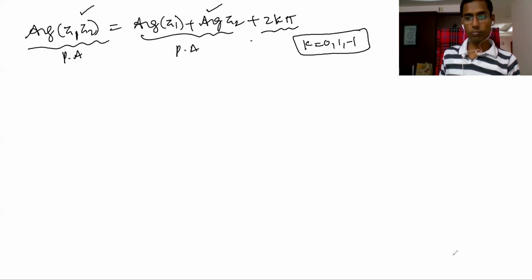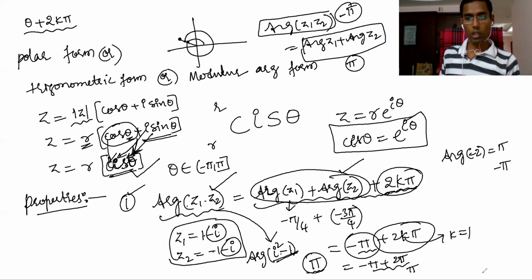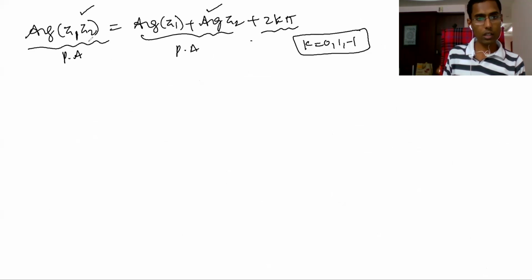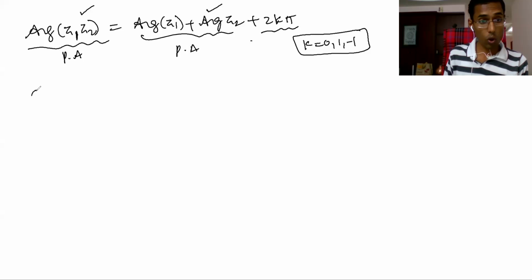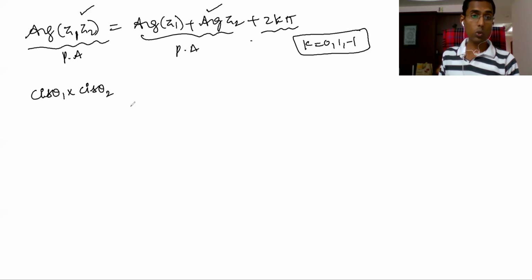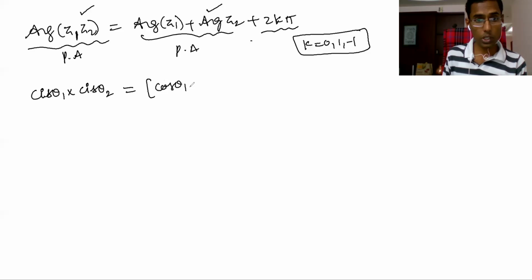Okay, here the question is, how do we get argument of Z1 Z2 equal to argument of Z1 plus argument of Z2? That is, cis theta 1 into cis theta 2. From this we get cis theta 1 into cis theta 2 equal to what? Cis theta 1 means cos theta 1 plus I sin theta 1, and this is cos theta 2 plus I sin theta 2.